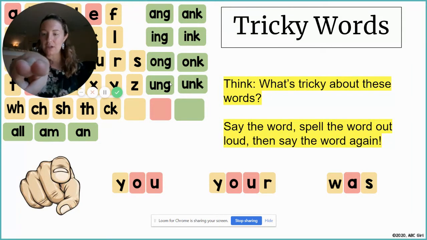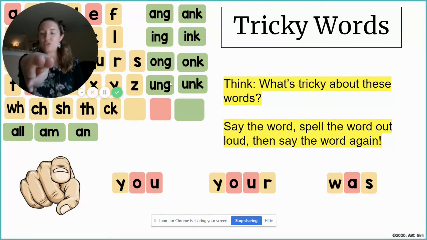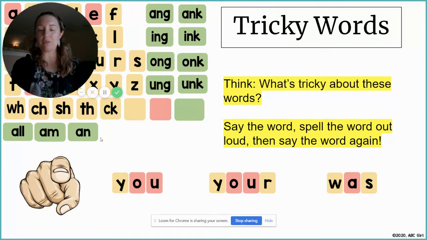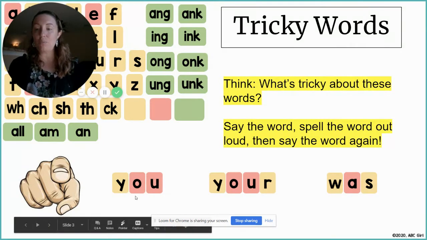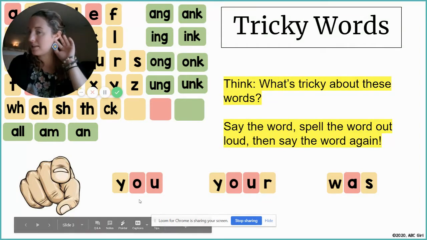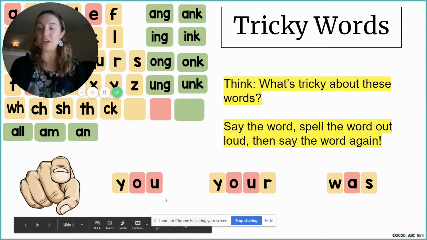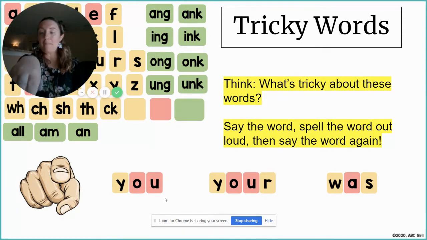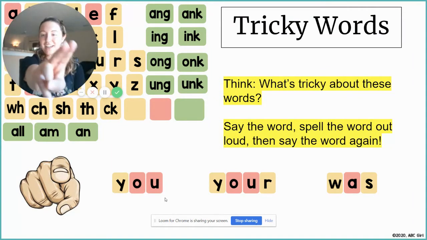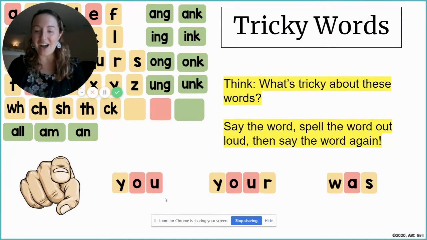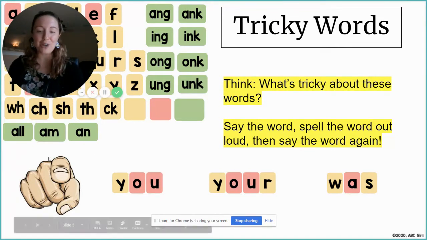Have your two fingers pointed right in front of you, and we are going to point to our first trick word. It's on the bottom of the screen here. And what does that say? Can you tell me what that says? You're right, it says the word you. So let's point our magic wand in the air and spell the word you. Ready? You. Y-O-U, you. Awesome.